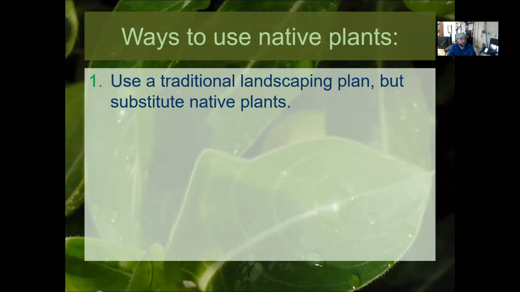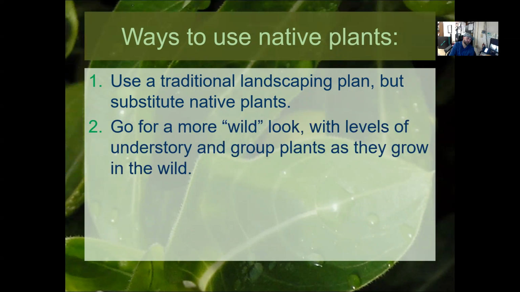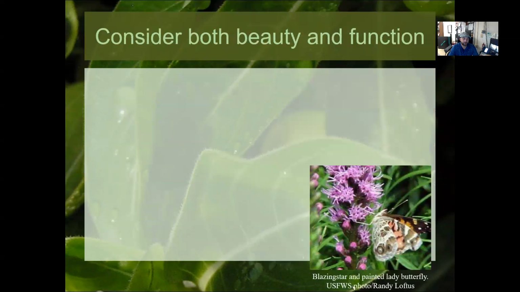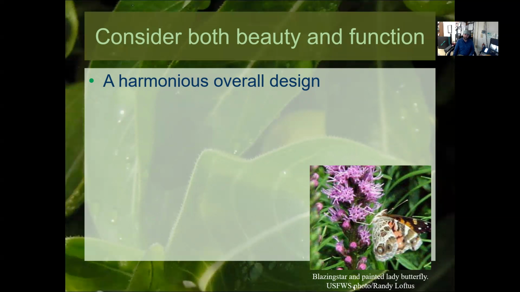So ways to use native plants: use a traditional landscaping plan, but substitute native plants. Go for a more wild look with levels of understory and group plants as they grow in the wild. Recreate the habitat present before landscaping and building began. And it is okay, going back to that point, if you have a plan in place and it's not going to affect a specific area, just leave it sometimes, because that area will probably be good to go.